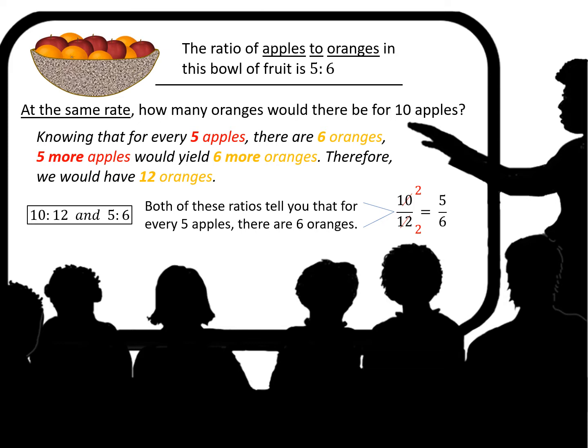10 to 12 and 5 to 6, both of these ratios tell you that for every 5 apples there are 6 oranges. Let's look at the math. 10 over 12 is an equivalent fraction to 5 over 6. Divide 10 over 12 by 2, and you get 5 over 6.